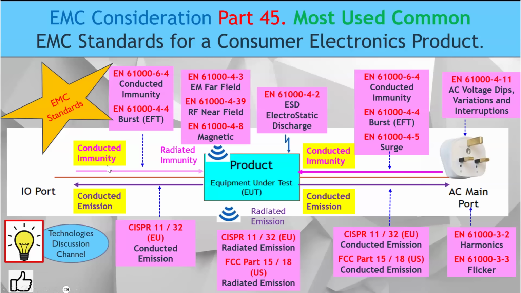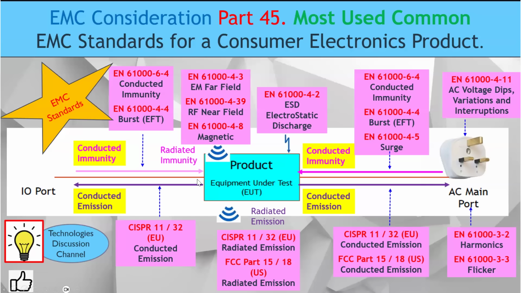But let's say if yours is just the IO port, then there are not so many tests that you need to do. For example, let's consider this conducted emission. You can see that for the IO port, only for Europe do you need to do some form of testing. But for the AC mains, you have to do a test for Europe, same for FCC. But over here, you see that FCC doesn't require you to do any form of testing on the IO port.